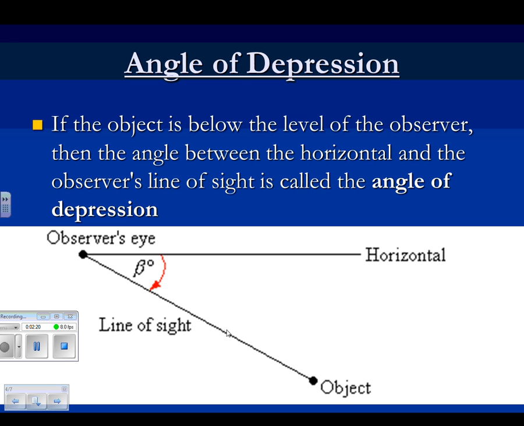As in the figure, we have the line of sight and the horizontal line. The angle included between the line of sight and the horizontal line is called the angle of depression.